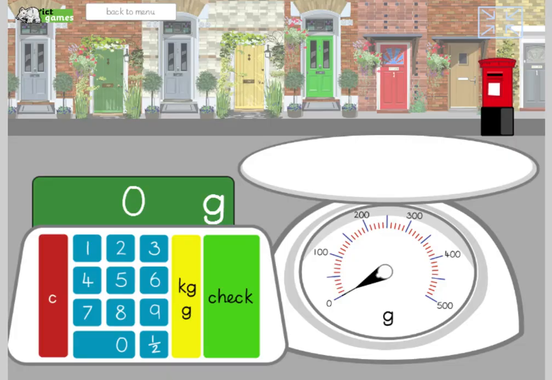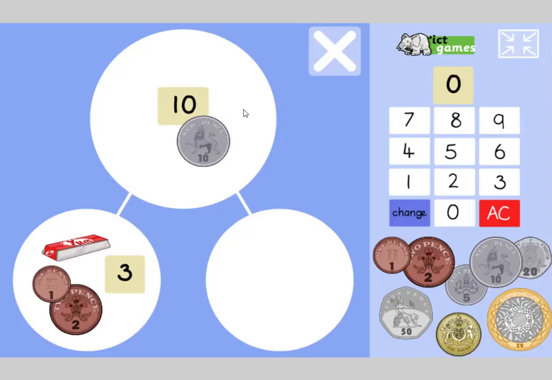Okay, let's move on. Right, so I go to the shop. I've got 10p. I spend 3p of my 10p on a chocolate bar. How much money have I got left in my pocket? If I had 10p and I've already spent 3, how much is left? 3 and 7 make 10. Yeah, fantastic. 7.